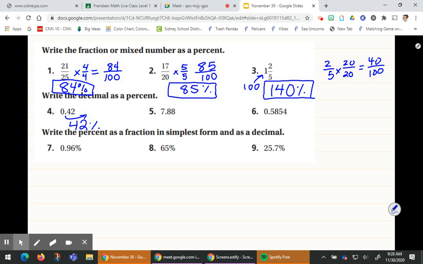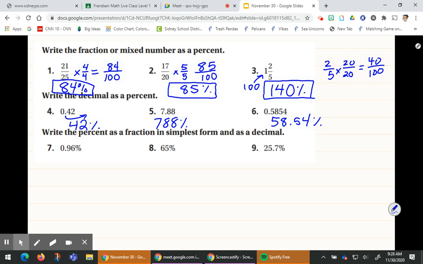Same thing's going to happen for number 5. We're told to write the decimal as a percent, so the decimal has to travel 2 places to the right. 788%. Okay. And then finally for number 6, we're given a decimal. Again, we move to the right 2 places to change it into a percent. It's 58 and 54/100%. We'd probably round that up to 59, wouldn't we? Yeah.